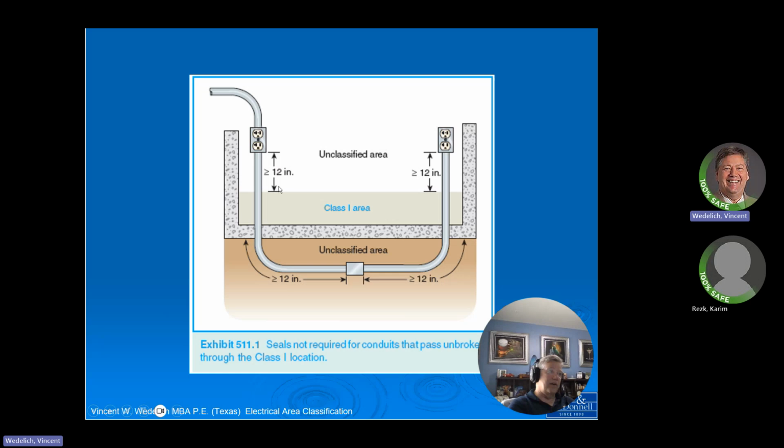And then we have a Class I area, and then we have conduit going through there. Seals are not required for conduits that pass unbroken through Class I locations. So what they're saying is because this is in the unclassified area, it goes underground, it's unclassified underground, and then comes back up, then you don't have to have a seal. That's what they're trying to tell you, right? But in refineries, it's not uncommon for the ground to be Class I Div 2 because hydrocarbons have leaked into it. So you've got to watch that.